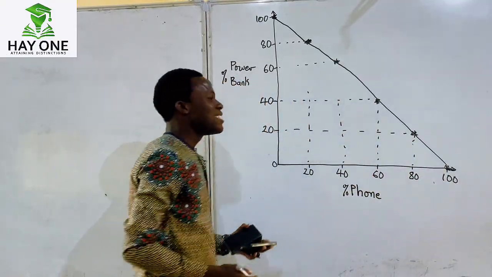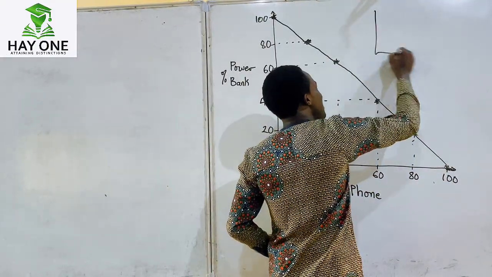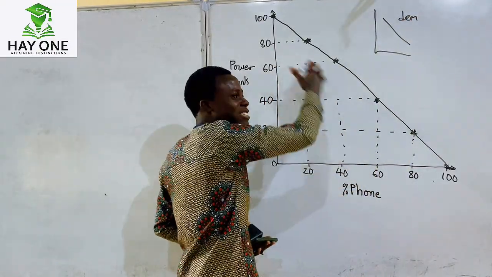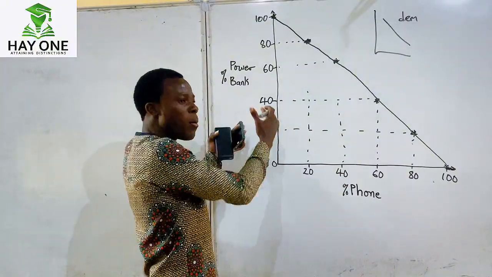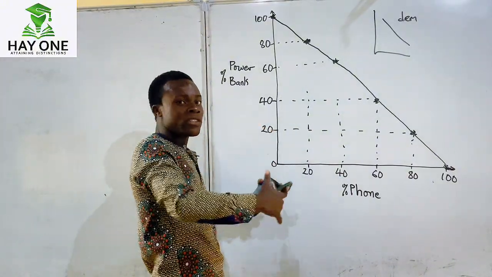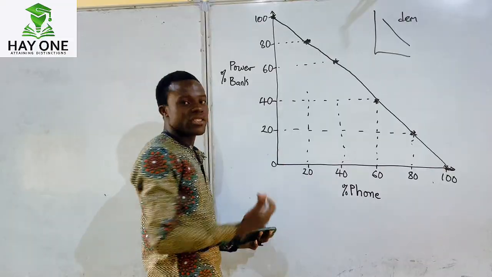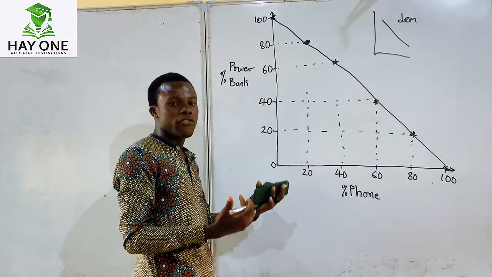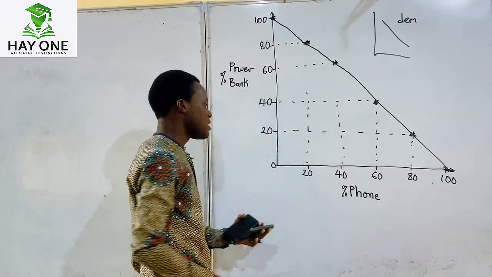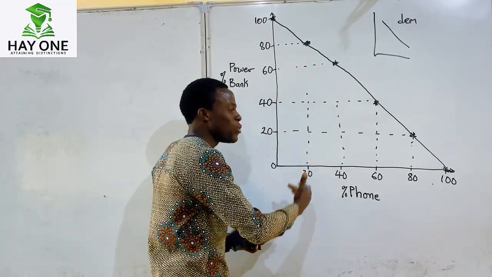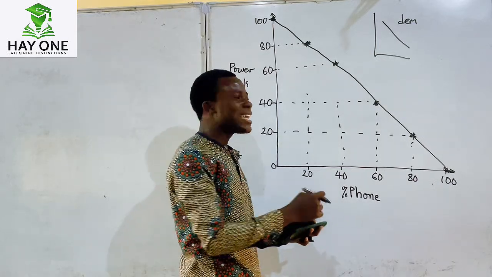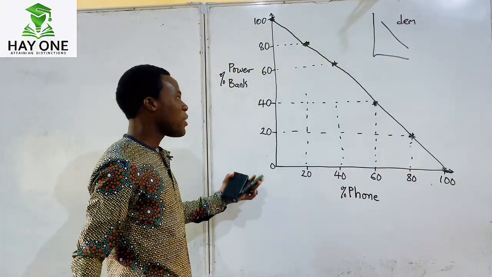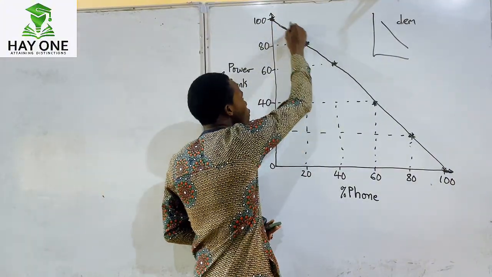Now, look at this. This is exactly the same curve we have for the demand curve. So this is a negative slope. It shows that as one is rising, the other will continue to decrease. As the power bank declines or falls, the percentage of the phone continues to increase. So it shows there is a negative or inverse relationship between the phone and the power bank. That is why the curve is like this.